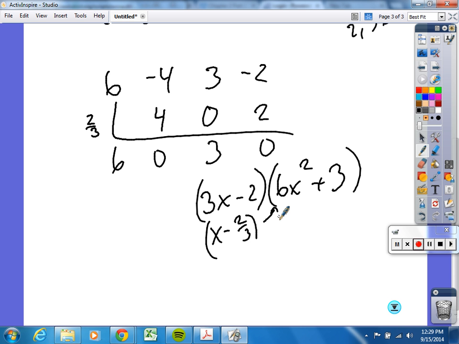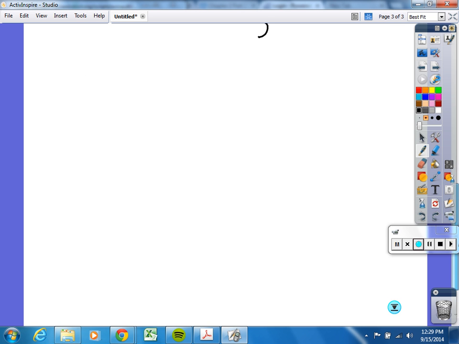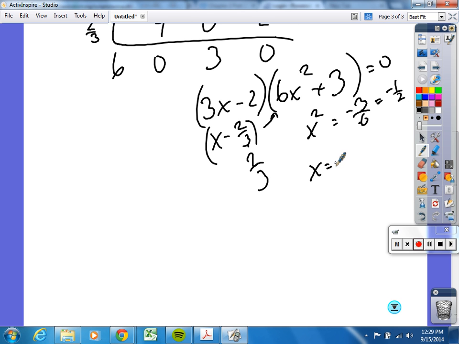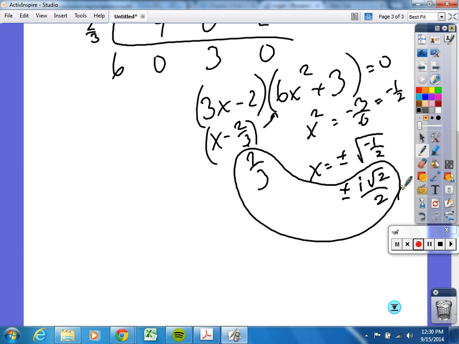Okay, so what are my zeros? What's the zero of this guy? 2/3. Does everybody understand that? What's the zero of this guy? So we set him equal to 0. x squared equals -3/6, which is -1/2, right? Right there. How do I get rid of the squared? Square root it. So x would equal plus or minus the square root of -1/2, which is plus or minus i root 2 over 2.